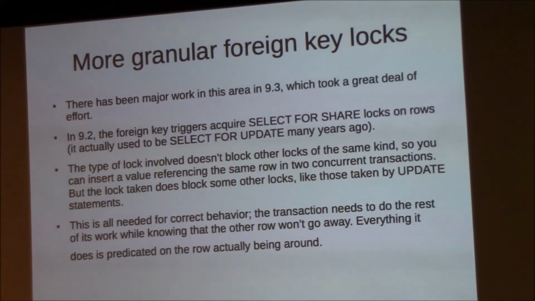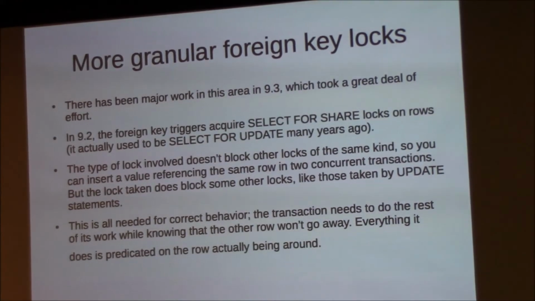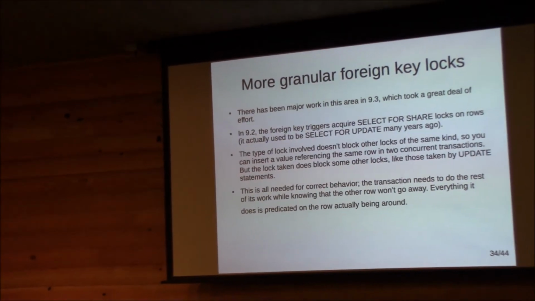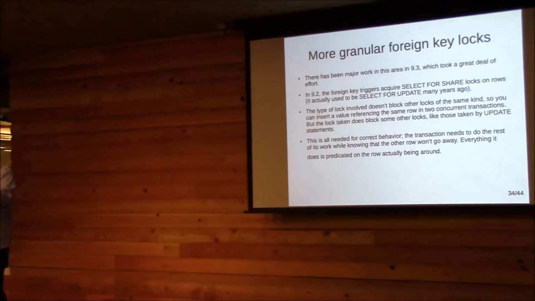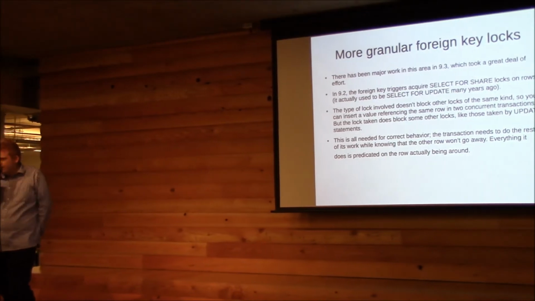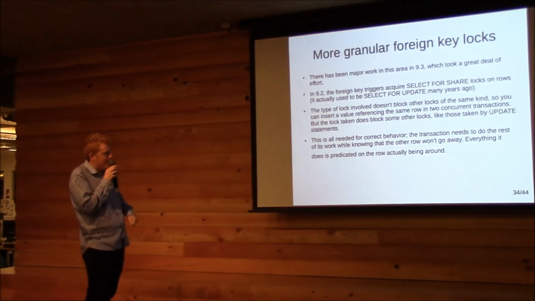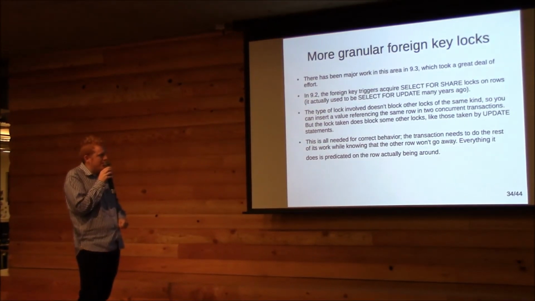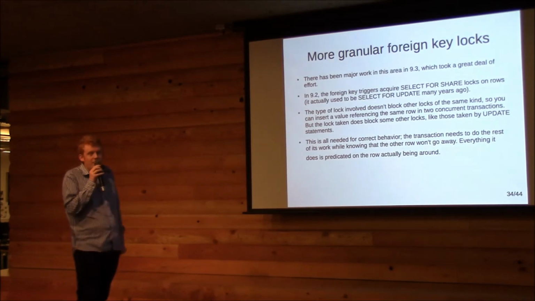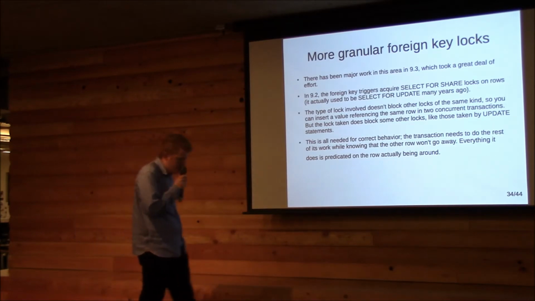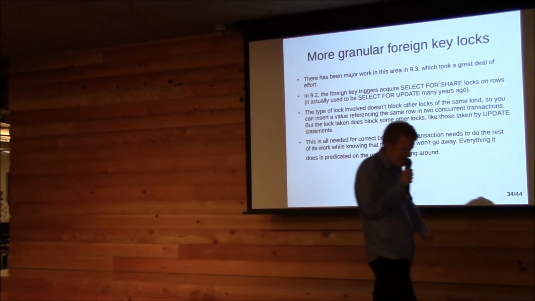Sometimes you can actually see the SQL executed by foreign key enforcement. If, for example, you have a deadlock, it'll show you the query executed by the foreign key, and you'll probably think, what the hell is that? I've never seen that query before, but that's actually what it is. And you'll see something like a select for share in earlier versions, and it used to be select for update in like 8.0, a while ago now. So this is, like I said, all needed for correct behavior. It's entirely necessary and appropriate for this locking to occur.